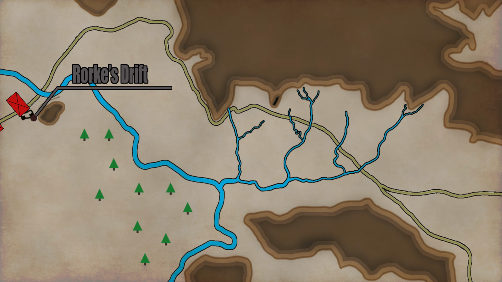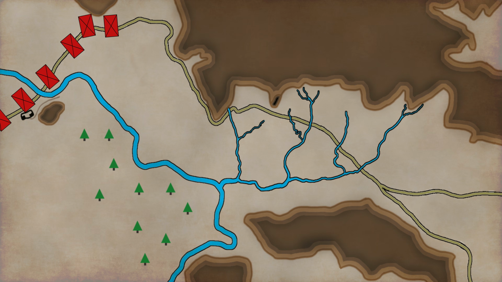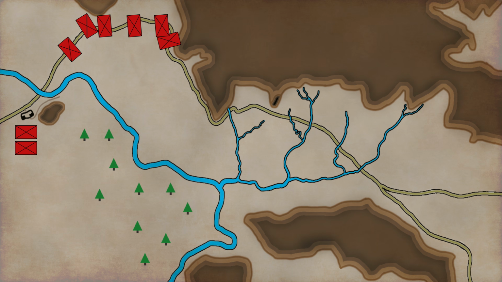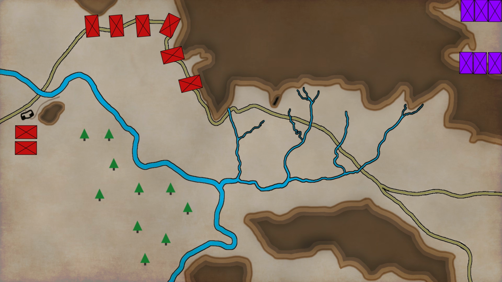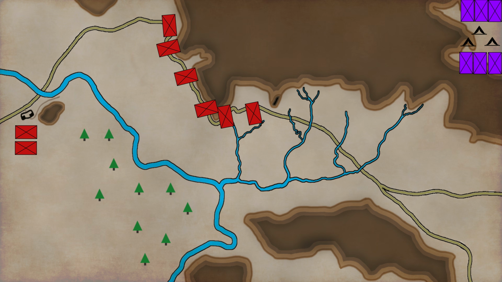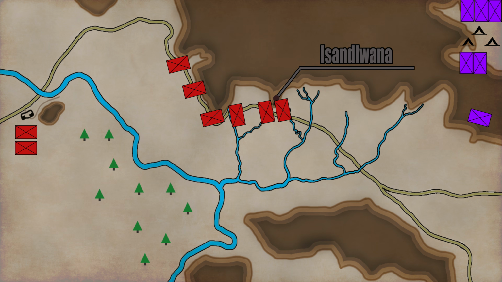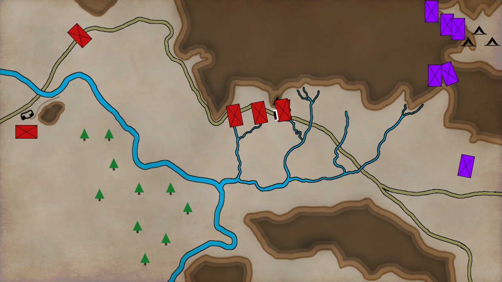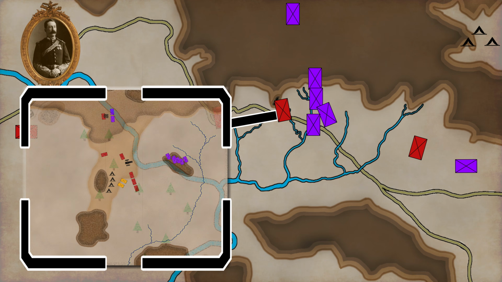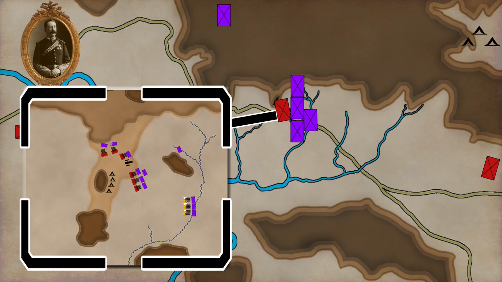Rorke's Drift itself was a mission outpost. The drift, part of its name, indicates it was a ford of the nearby Buffalo River, hence making it a strategic position. As Lord Chelmsford led his invasion column into Zululand, he forded the river at Rorke's Drift, leaving his sick and a small garrison at the mission. Soon after the force at Isandlwana encountered the Zulu, much of the garrison was ordered to reinforce them, leaving Lieutenant John Chard in command. The British at Isandlwana were defeated, with just a few dozen of the 800 surviving.